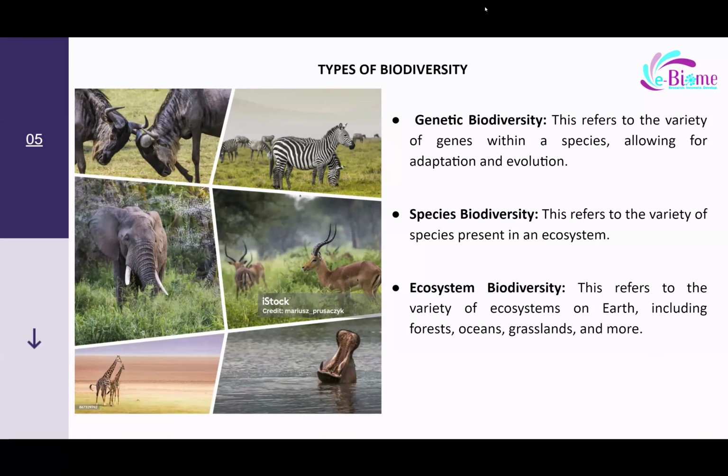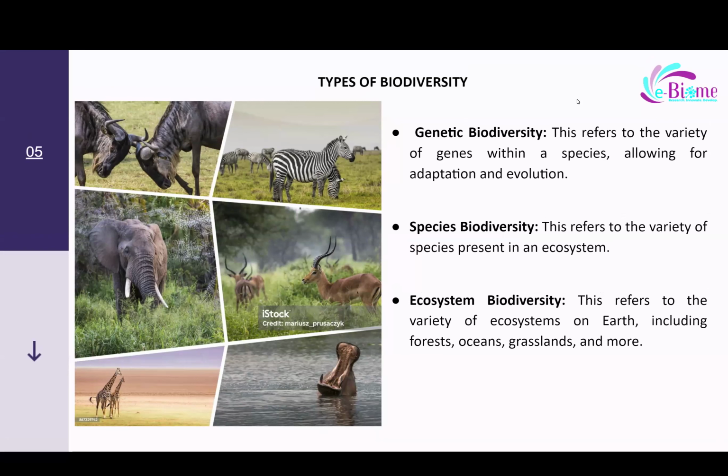So what are the types of biodiversity that we have? Essentially, biodiversity exists in three main sectors. We are looking at the species level, we are looking at the ecosystem level, and then the, sorry, the genetic level. At the genetic level, it refers to the variety of genes within a species, allowing for adaptation and evolution.